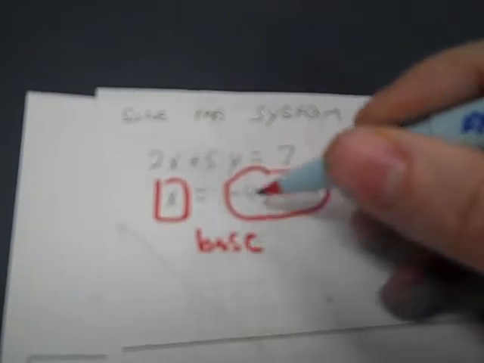Okay, we have a letter by itself. That would be the substitution method. So I'm going to box up my x and circle the other side. This is known as my base equation, with x being the base variable. Now I write the off-base equation. So I've got 2x plus 5y equals 7.